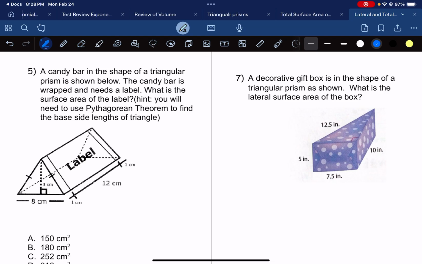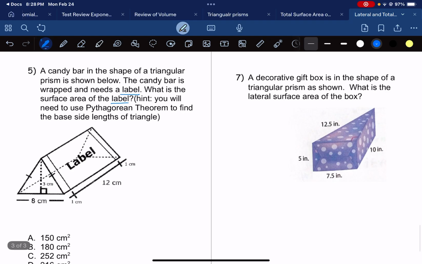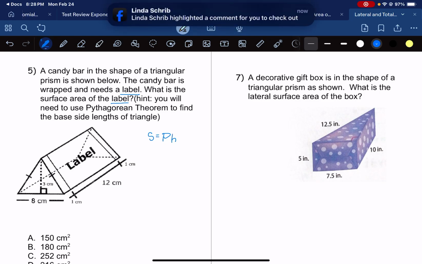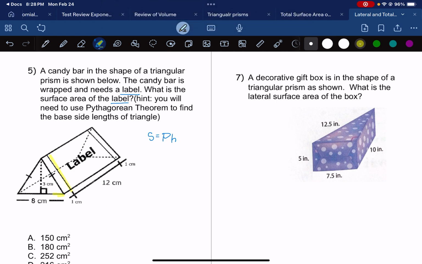Lateral, because they're just making the label. They're asking what's the surface area of the label. So all I need is P and H. Don't forget, the triangle perimeter would be this edge plus this edge plus this edge. The perimeter is still the same. I know the label doesn't go to the very edge, but hey, the height I need is that distance right there between the two labels. Okay, do I need the height of the triangle? No, I just need the perimeter and the height of the prism.